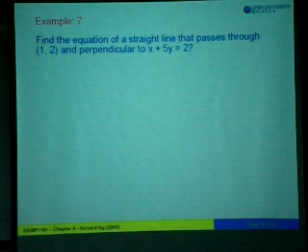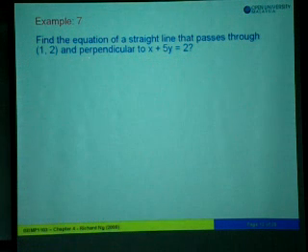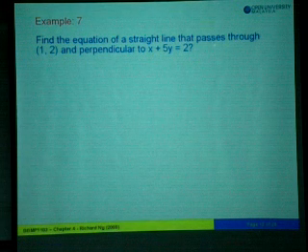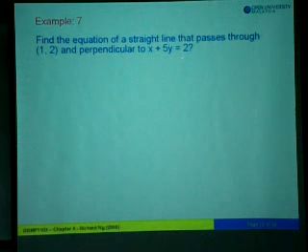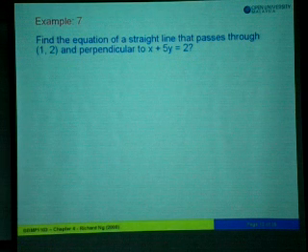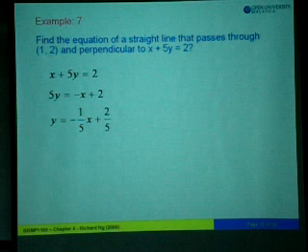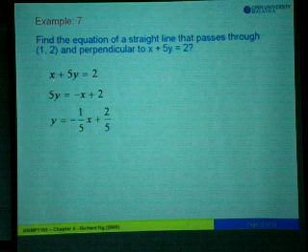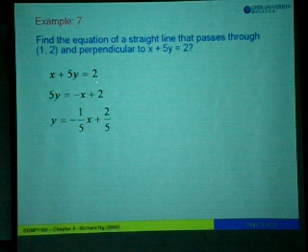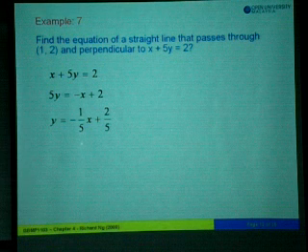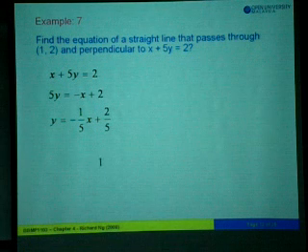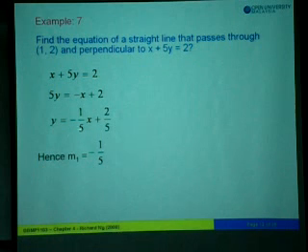Okay, let's look at example 7. We are asked to find the equation of a straight line that passes through (1, 2) and is perpendicular to x plus 5y equals 2. So the first step is to find the gradient of this line. So x plus 5y equals 2, change this to y equals mx plus c. So we will get m equal to -1/5.